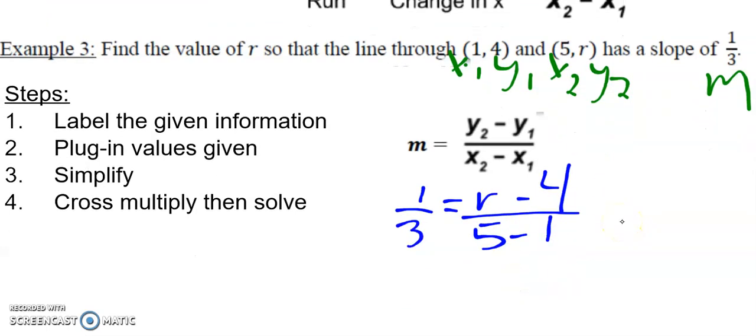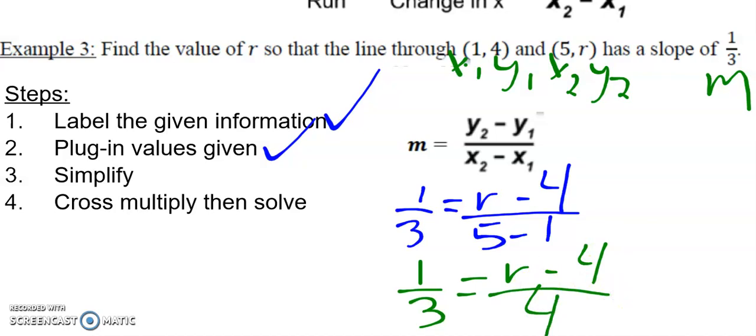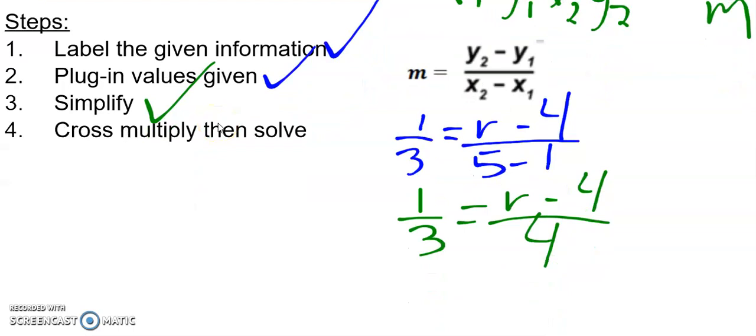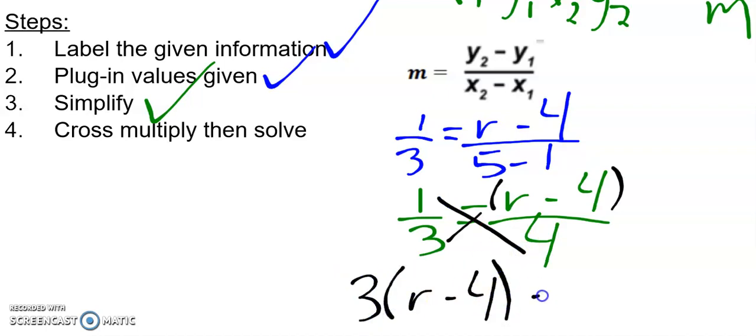All right, so I plug the numbers into my formula. Check what I labeled and plugged in. Simplify. The only thing that needs to be simplified here is 5 minus 1. 5 minus 1 is 4. Now, we are going to cross multiply and solve. Remember, when we have an expression, we want to put that expression in parentheses, and we're going to cross multiply. So I'm going to do 3 times r minus 4 equals 4 times 1, which is 4.